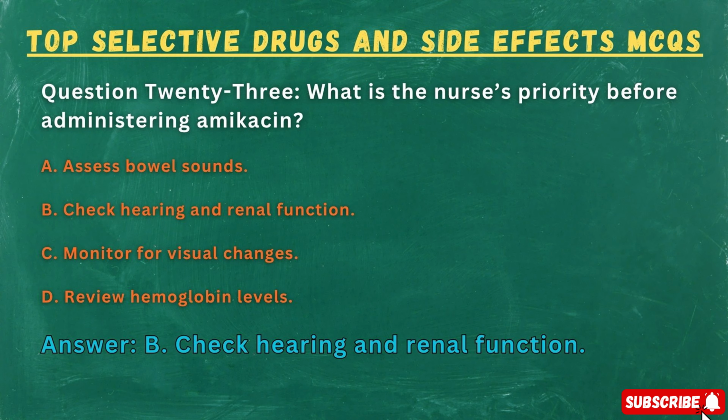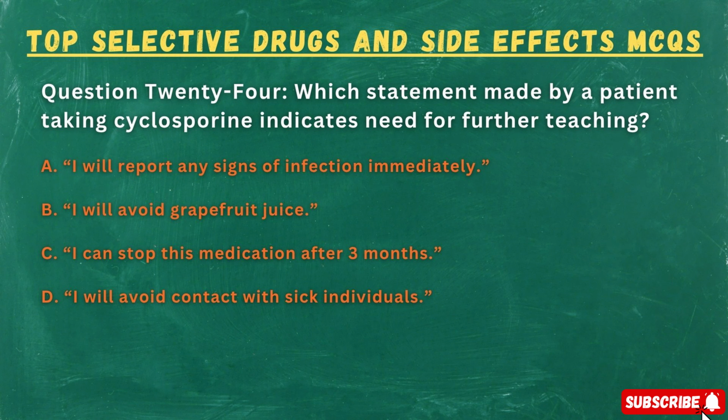Answer. B. Check hearing and renal function. Question 24. Which statement made by a patient taking cyclosporin indicates need for further teaching? A. I will report any signs of infection immediately. B. I will avoid grapefruit juice. C. I can stop this medication after 3 months. D. I will avoid contact with sick individuals.